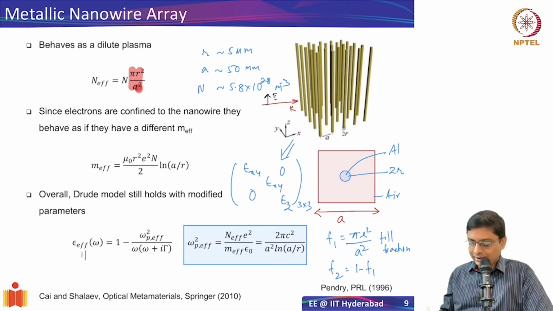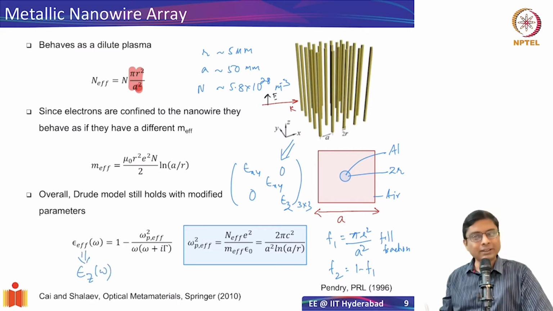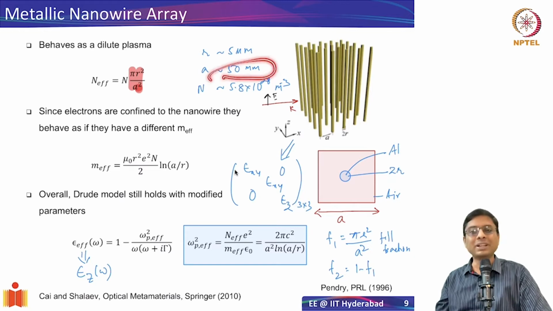So what I'm calling here, this effective epsilon, is basically epsilon z of omega. In the xy direction, we'll still have to talk about it, and in effect it turns out that it will be an average quantity. We will not worry about it right now. If you think about the dimensions I have mentioned, this is 5 microns, so 10 micron diameter to 50 millimeters. So it's 1000 times or so. So we don't have to worry about this for now.